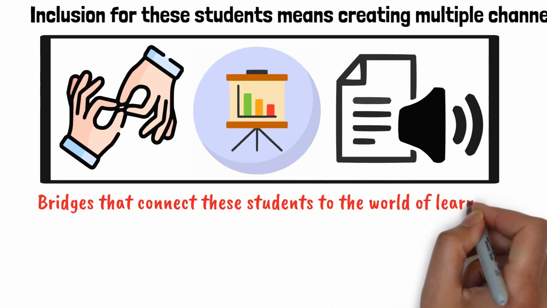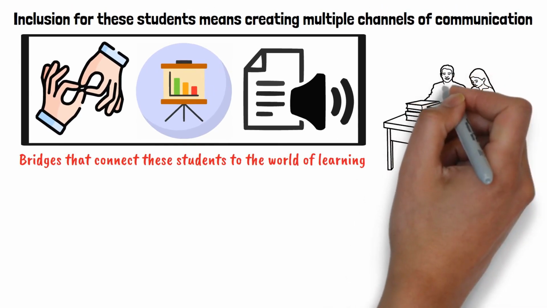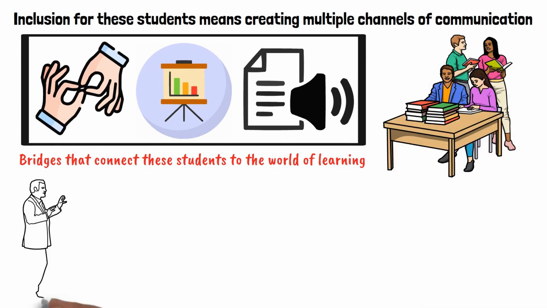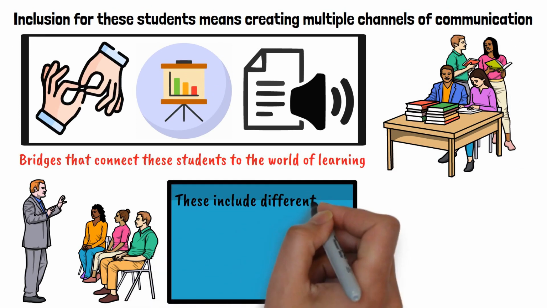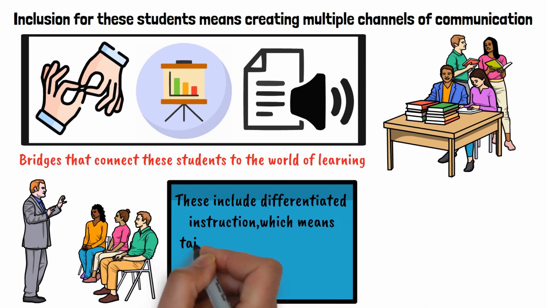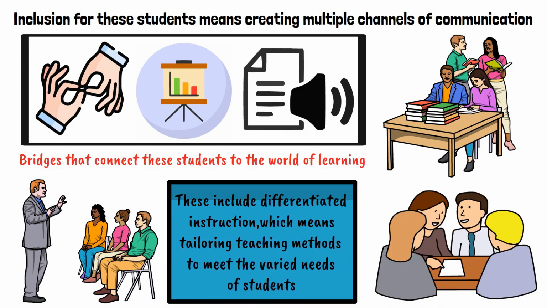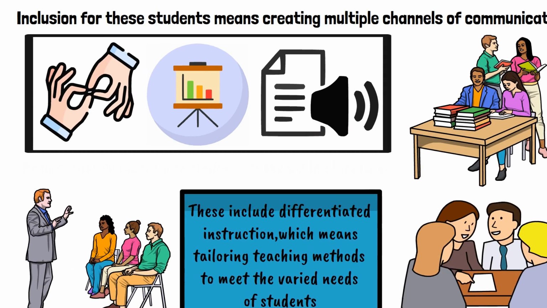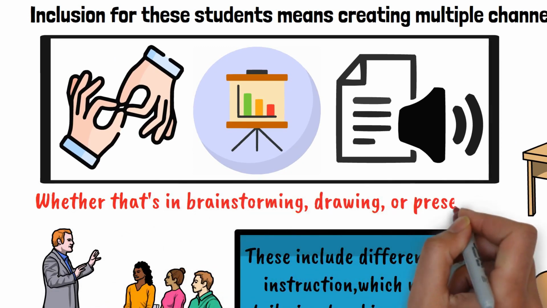To ensure that instructional activities and the learning environment are responsive to children with special learning needs, educators can employ a variety of strategies. These include differentiated instruction, which means tailoring teaching methods to meet the varied needs of students. For instance, group projects can be designed in a way that allows each child to contribute according to their strengths, whether that's in brainstorming, drawing, or presenting.